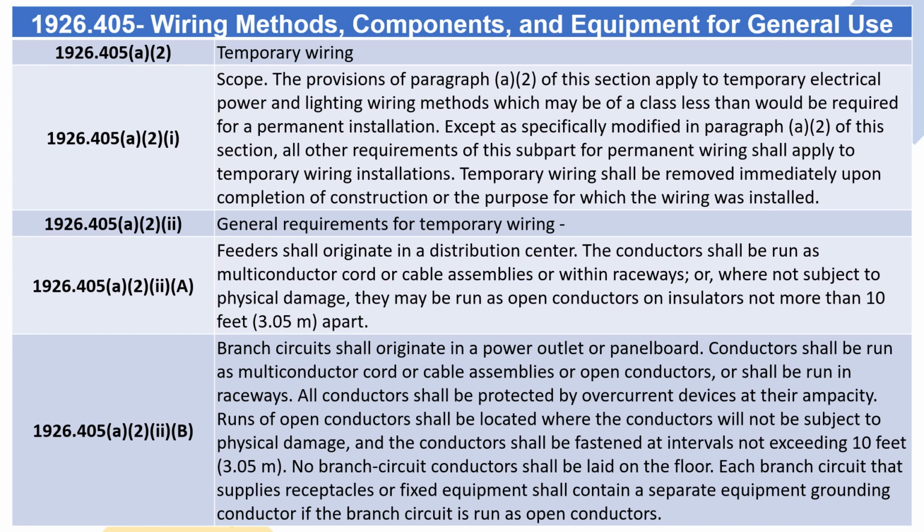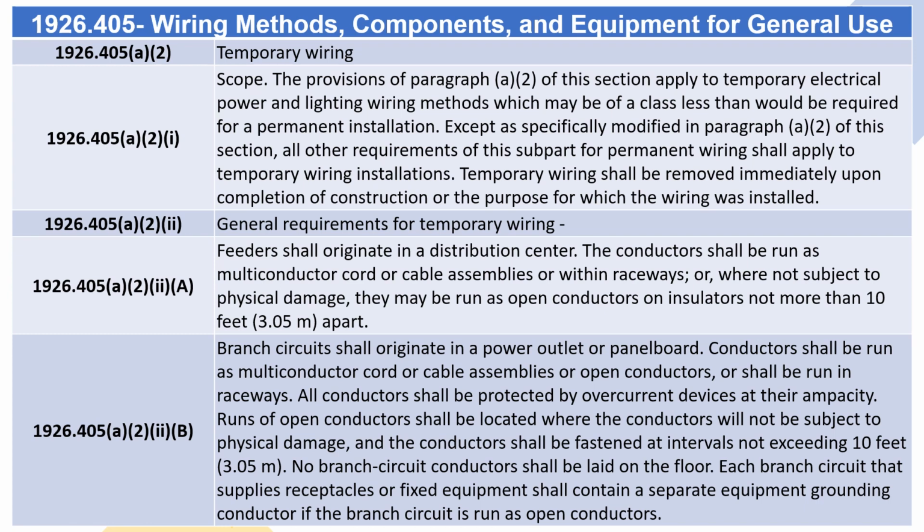Branch circuits shall originate in a power outlet or panel board. Conductors shall be run as multi-conductor cord or cable assemblies or open conductors, or shall be run in raceways. All conductors shall be protected by overcurrent devices at their ampacity. Runs of open conductors shall be located where the conductors will not be subject to physical damage, and the conductors shall be fastened at intervals not exceeding 10 feet (3.05 meters).